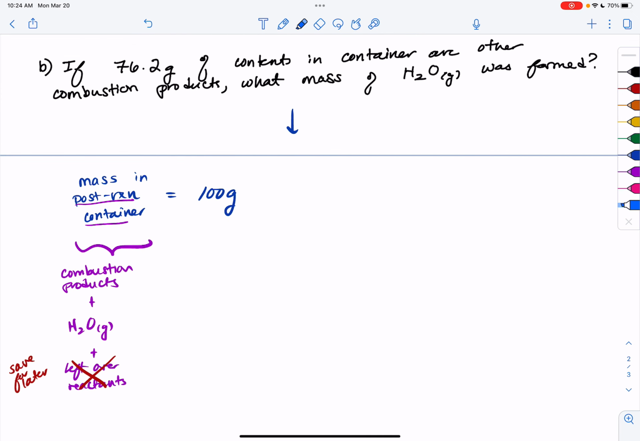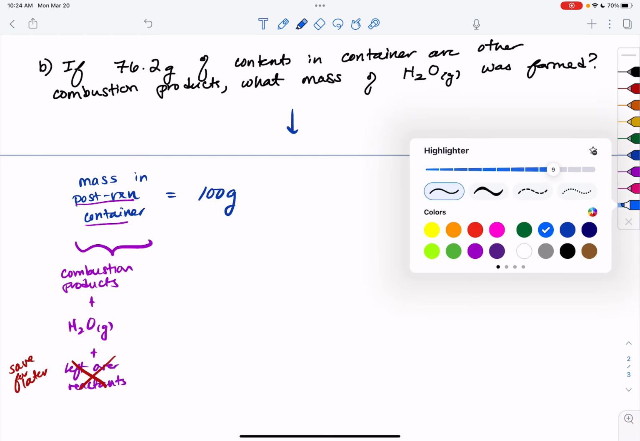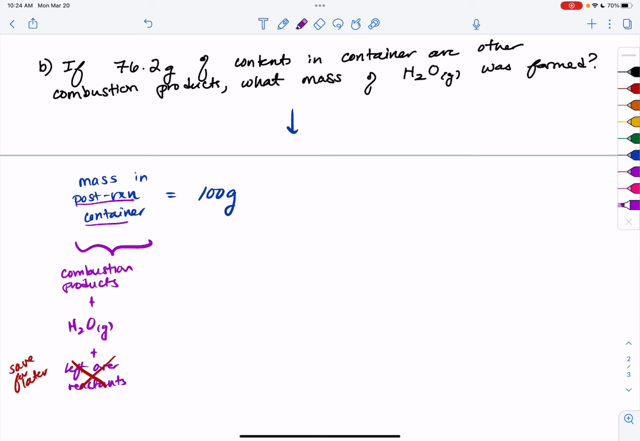Okay, let's go back to the question. If 76.2 grams of the contents in the container are the other combustion products, so I know now some information about my combustion products that are not water vapor. So I have 76.2 grams of other combustion products. What mass of water vapor was formed? So I'm trying to figure out how much of this was made, given what I know about our final mass inside our flask.